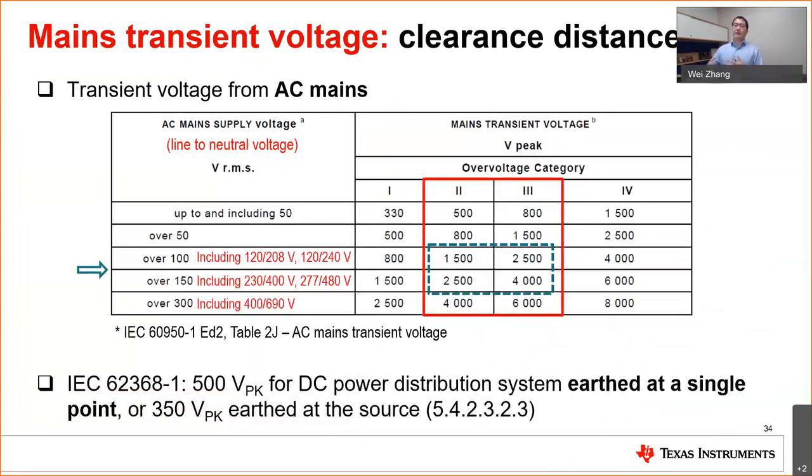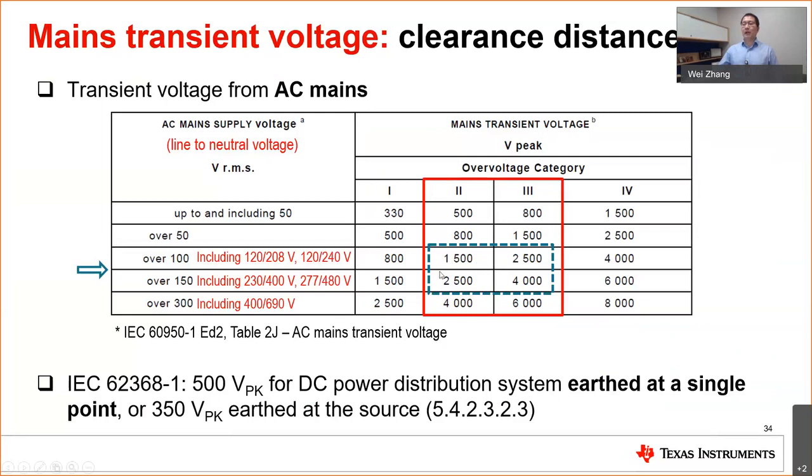And yes, as we discussed, IEC 60950 is talking about two things: clearance, creepage, and also the mains transient voltage. As you can see right here, it is based on different AC mains voltage. For example, if this is line to neutral, or a single phase system, you have 120 volts, or in China, Japan, you have 240 volts. At different overvoltage categories, you are seeing the requirement is different.